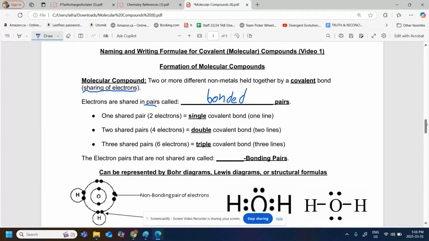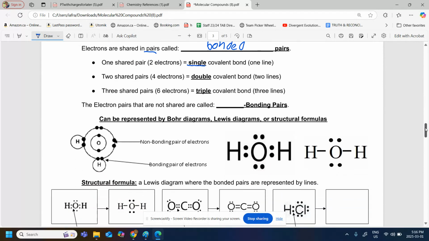So you could have one shared pair, which is called a single bond, a single covalent bond, represented by one line. For example, right over here in this picture, you can see that hydrogen is sharing two electrons with oxygen. So that's one pair, which would be a single bond.